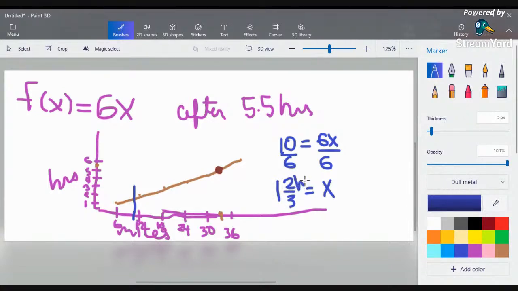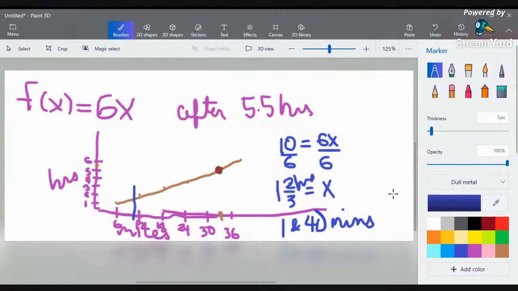How much is 1 and 2/3 hours? 2 parts of 3. If you divide 60 minutes by 3, we get 20 minutes in each unit. So 20 times 2, we get 40. So that is 1 hour and 40 minutes. In 1 hour and 40 minutes, it will reach 10 miles.